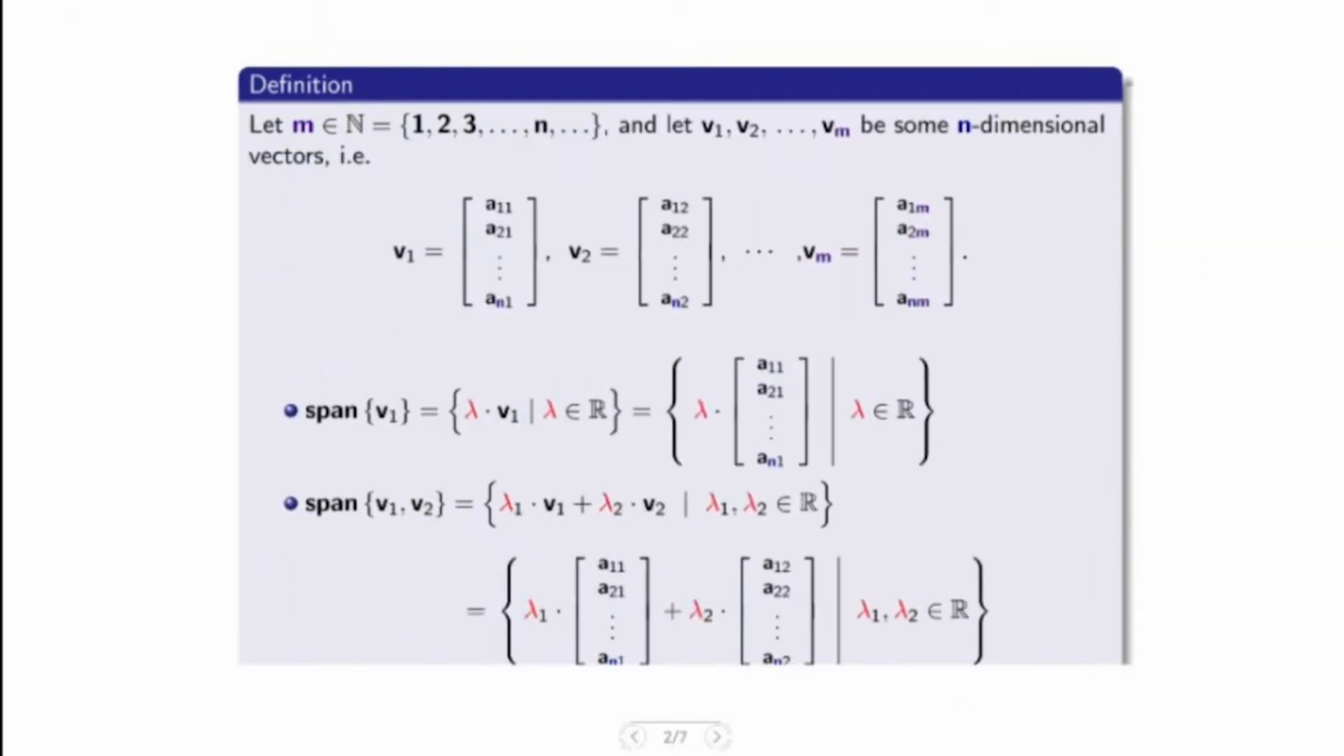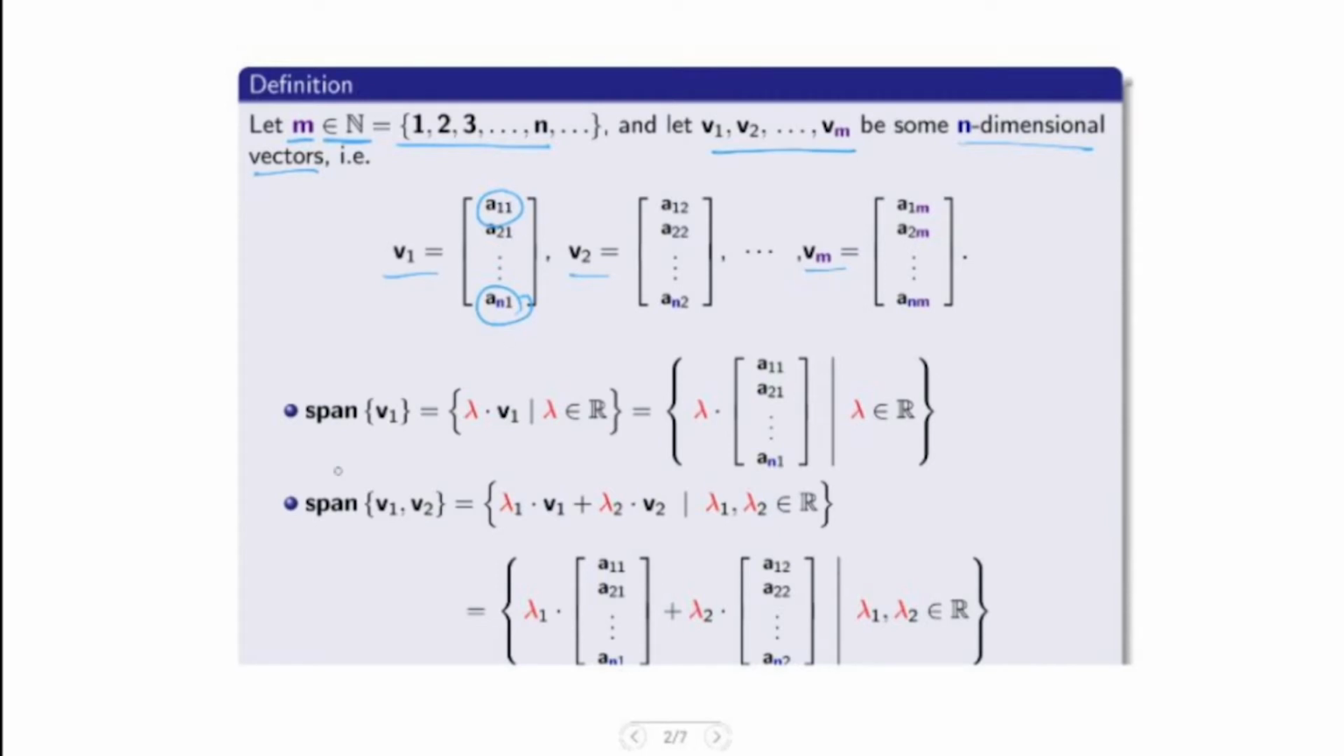Now, here we have the definition for vector span. m again means any natural number from 1 up till n. And v1, v2, up to vm are n-dimensional vectors, so they could be of any dimension. Here there are examples of v1, v2, vm, starting with a11 up till an1, so n dimensions.